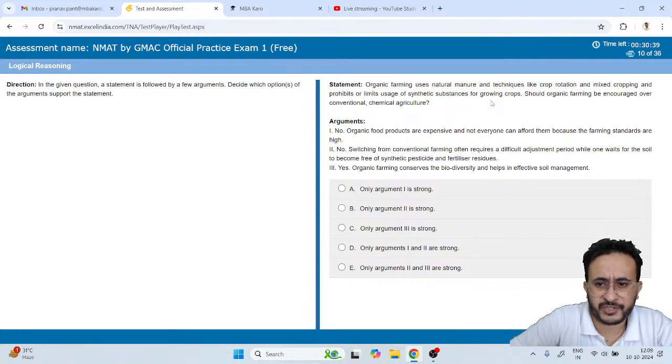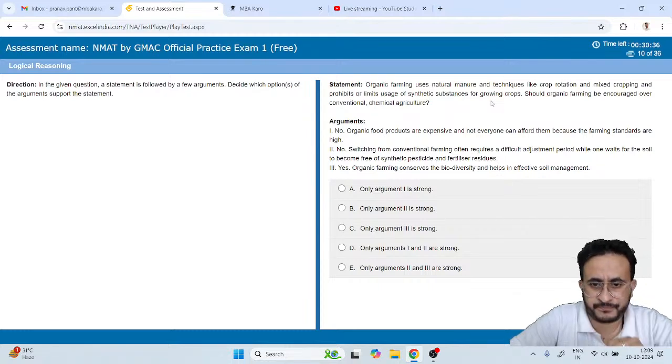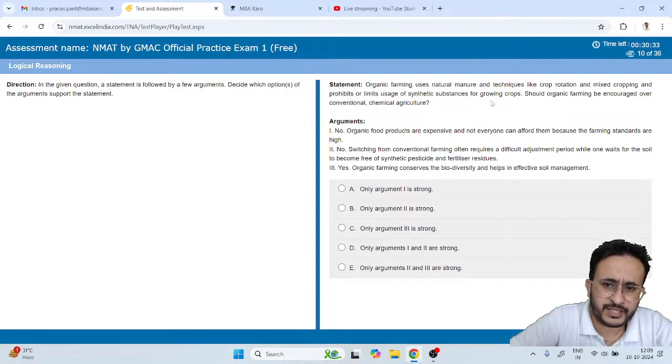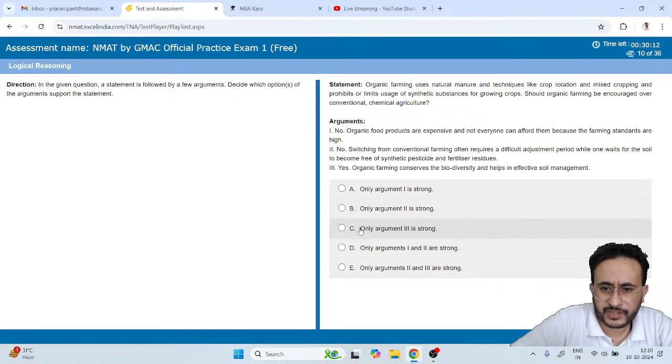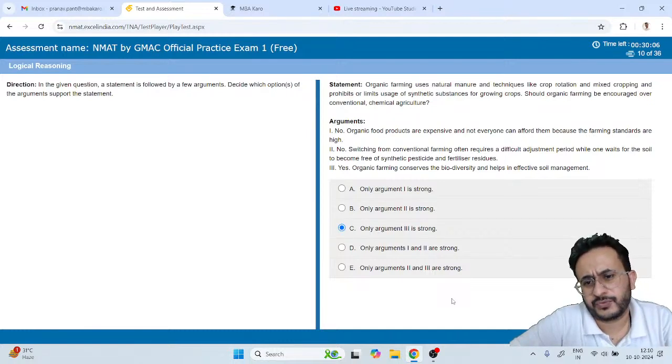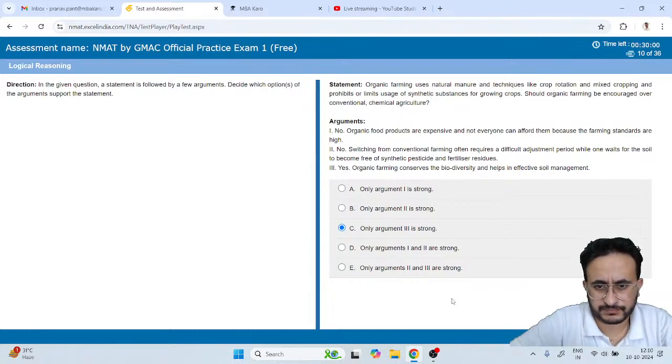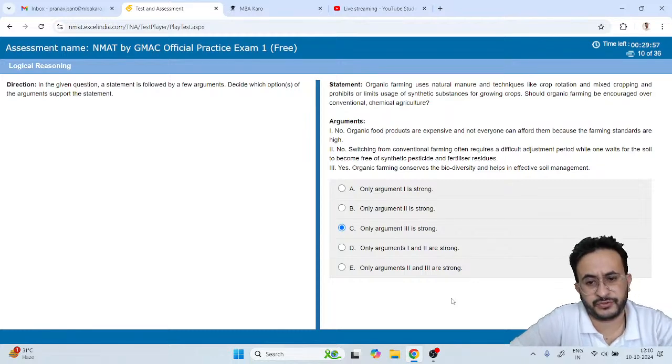Switching from conventional farming often requires a difficult adjustment for soil to become free of synthetic pesticides. Switching would require an adjustment period. Yes, it will take some time, but if you consider the long term benefit, that is better. So that will outweigh the short term. So I think three is wrong. Two could also be switching takes time, requires a difficult adjustment period. But considering the long term, then we need to choose three.